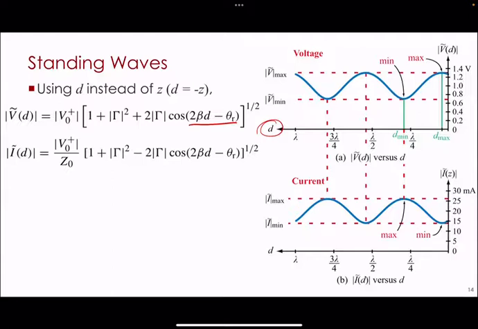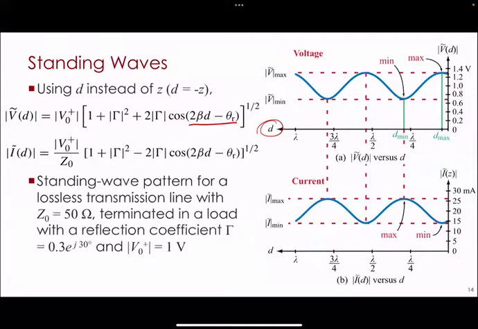Y-axis, we're in volts. This is the magnitude of the voltage at different positions on the transmission line. And as we saw, the magnitude of the voltage is different at different points on the transmission line. Okay, so this is for a specific numerical example here. So here's the specific example. Z naught is 50 ohms. Gamma equals 0.3 e to the j30.